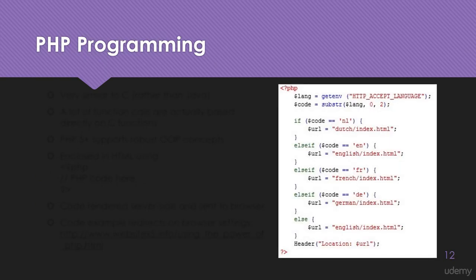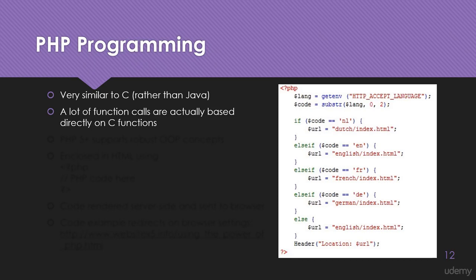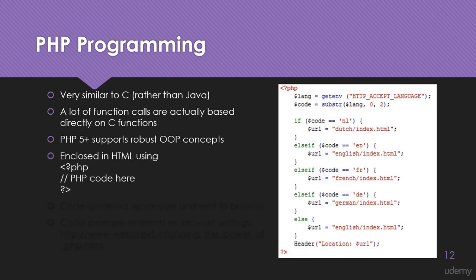So what does PHP programming look like? Well, we looked at Java earlier and other programming languages. PHP is very similar to C rather than Java. There's a lot of function calls. Their names are actually based directly on C function calls. For a long time, PHP didn't actually have object-oriented programming concepts, but that's changed with the newer versions of PHP. So PHP code is actually embedded within HTML using PHP tags like this, like question mark PHP, and then there's an end question mark with braces. And the code again is rendered server side and sent to the browser.